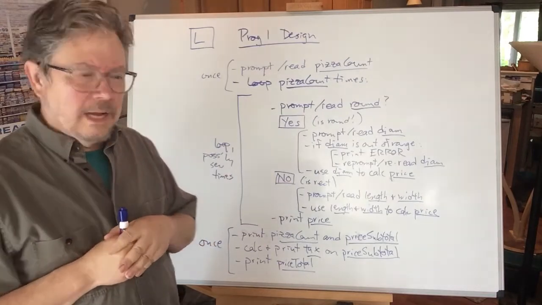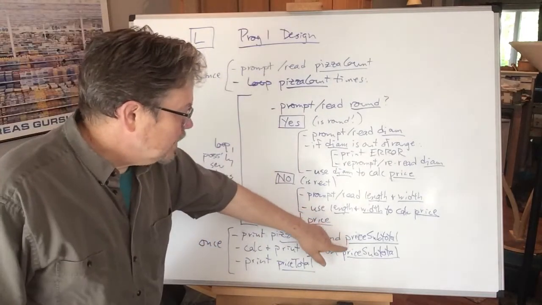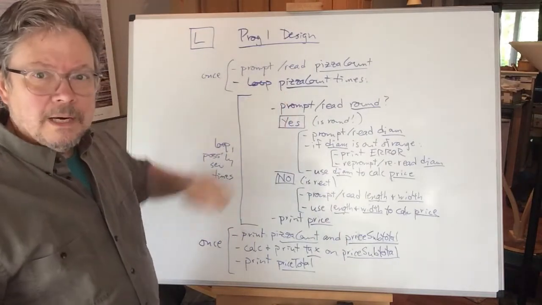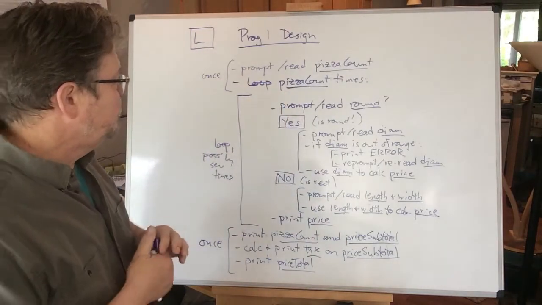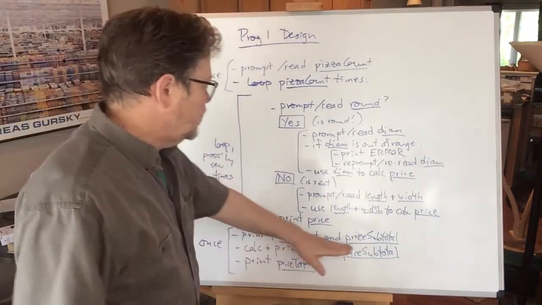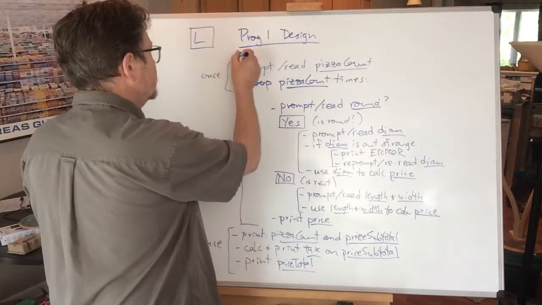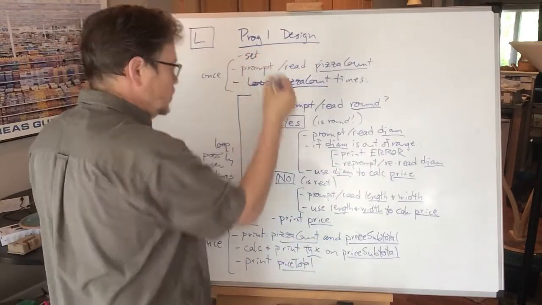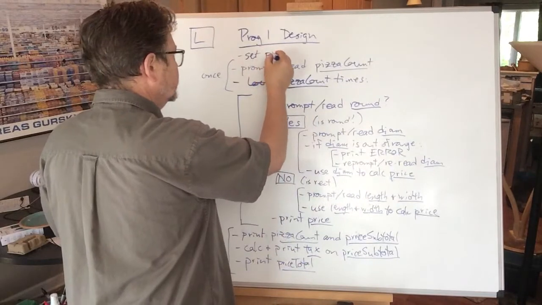Okay, class, I'll ask you. I set price subtotal to 0 up here. I'll let you think while I do that. Before I even start prompting and reading, I'm going to set price subtotal to 0, also known as initializing it.